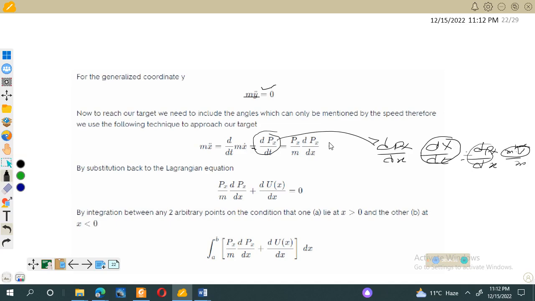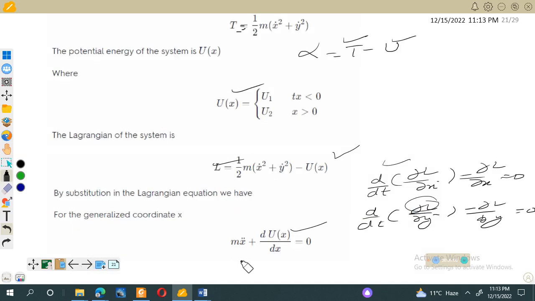This is px over m. Okay, this is px. So we will obtain this expression by substituting, because we have obtained the expression for mx double dot, we can substitute this mx double dot, which is equal to this term, into the big equation which we obtained previously for x in this equation.